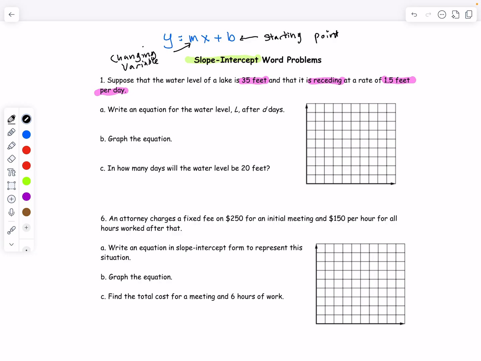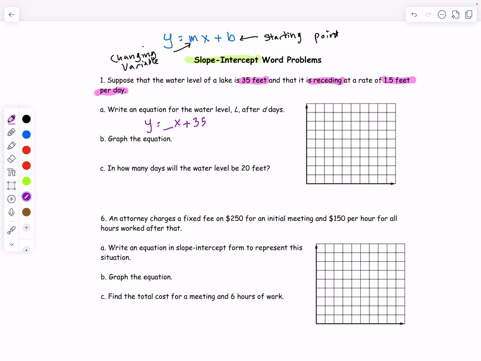So looking at this question, suppose that the water level of a lake is 35 feet. That's not changing, all right? We're starting at 35 feet. So let's just start writing our equation and jotting down notes with what we know, okay? We're going to be using slope intercept form, so I'm going to have y equals some number here plus b. We just said that 35 feet is our starting point. So rather than putting a b, I'm just going to put 35.